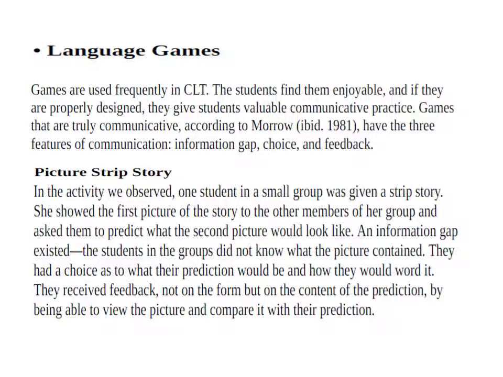In this activity, we have also the three features of true communicative activities: information gap, choice, and feedback. Number one, an information gap existed. The students in the group did not know what the picture contained. Number two, the students had a choice as to what their prediction would be and how they would word it. For example, what they predict and how they arrange their prediction.